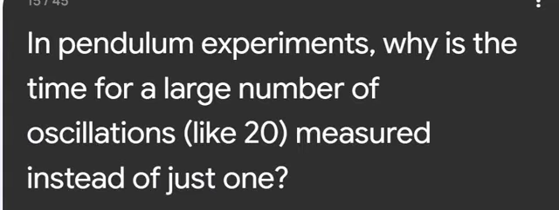In the pendulum experiments, why is the time for a large number of oscillations measured instead of just one? Very tricky question. While we are performing experiments related to pendulum, why is the time period for a large number of oscillations like 20 measured instead of 1?